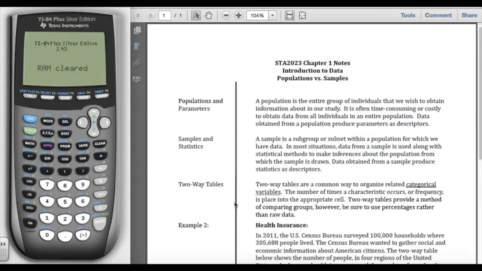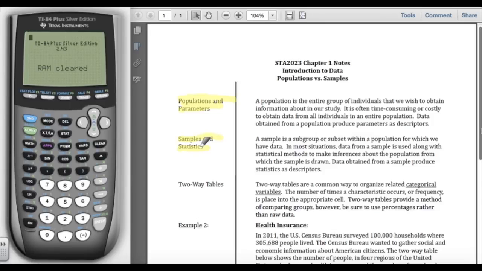In this video, we're going to continue with some terminology, and we're also going to look at our first set of calculations. The first thing to discuss here are populations and parameters compared to samples and statistics. And this is going to be a major part of the course, especially later on.